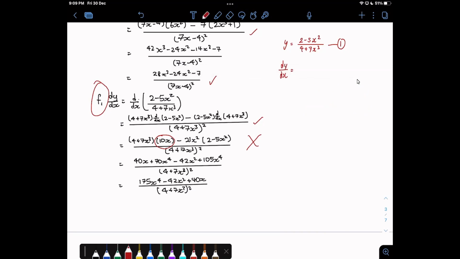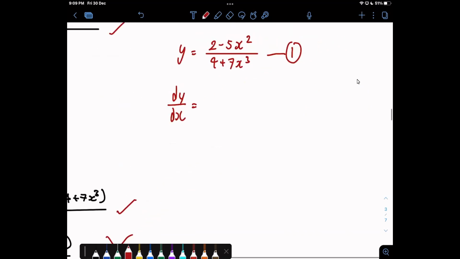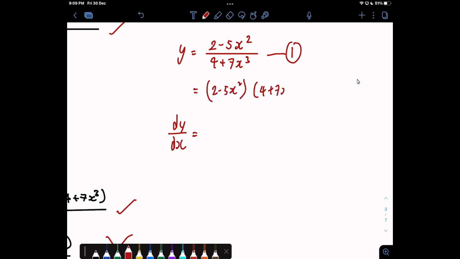Okay, can move on. Product rule. How? So this one, maybe you can rewrite it: y equals 2 minus 5x squared, but the denominator bring up, so 4 plus 7x cubed to the power of -1, right? Then product rule, how would you do it? Take one, differentiate the other, plus take the other, differentiate one. So here's what I will do. I will keep the first guy. I will differentiate the second guy. So bring down the old power, copy the same base, -1 to get the new. What else is missing?